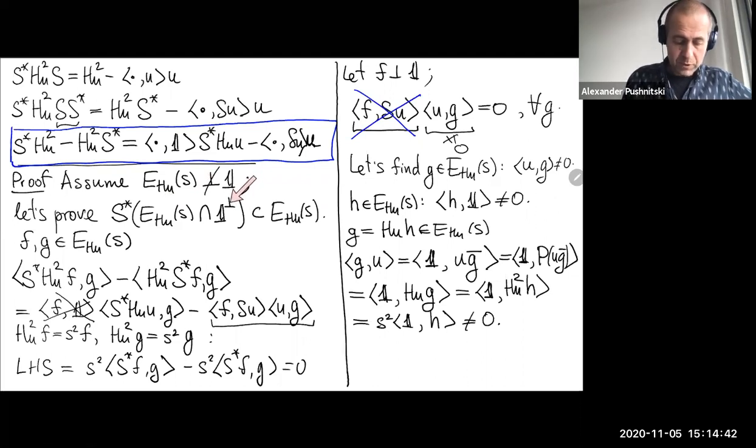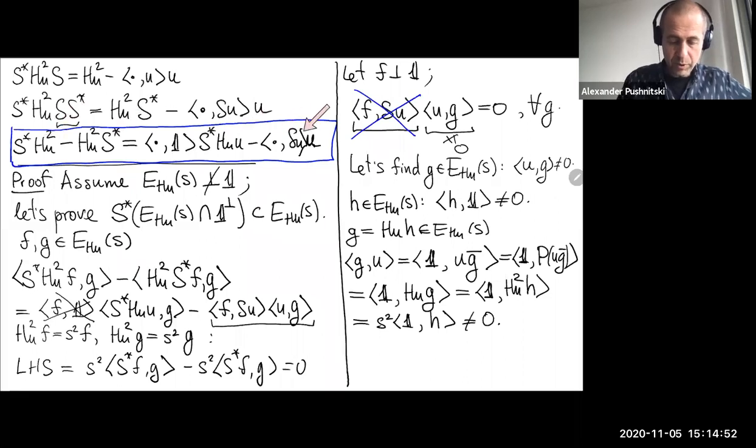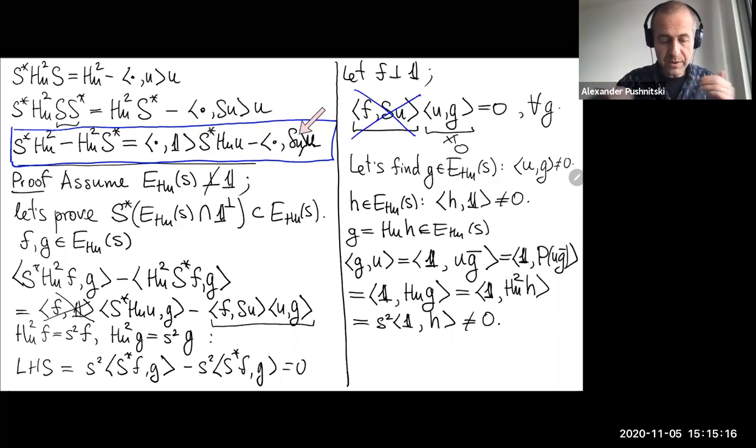And so now let's act by this operator in the blue box on F. So the left-hand side, it is what it is. On the right-hand side, of course, F is orthogonal to 1 by choice. And we've just proved that F is orthogonal to SU. So the second term also disappears. So what we find is that if we apply this operator in the blue box to F, then the right-hand side just disappears.